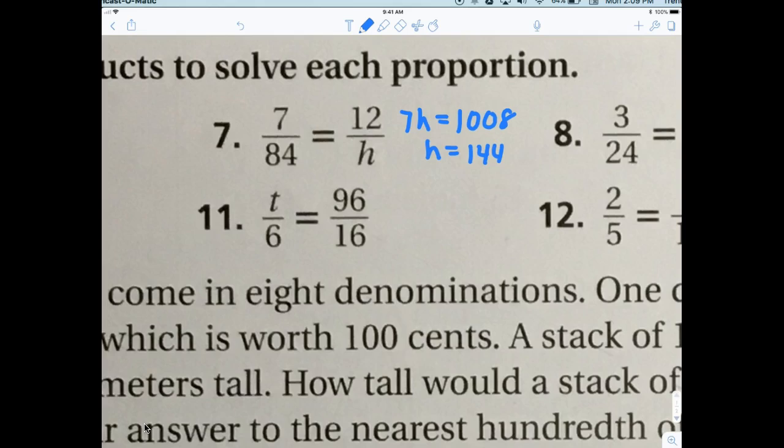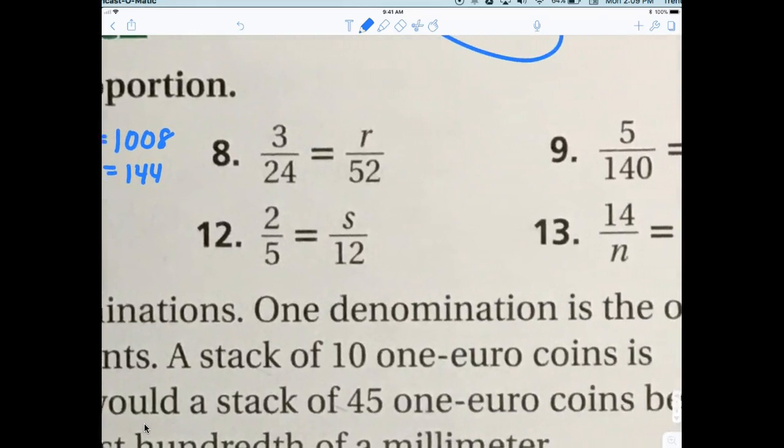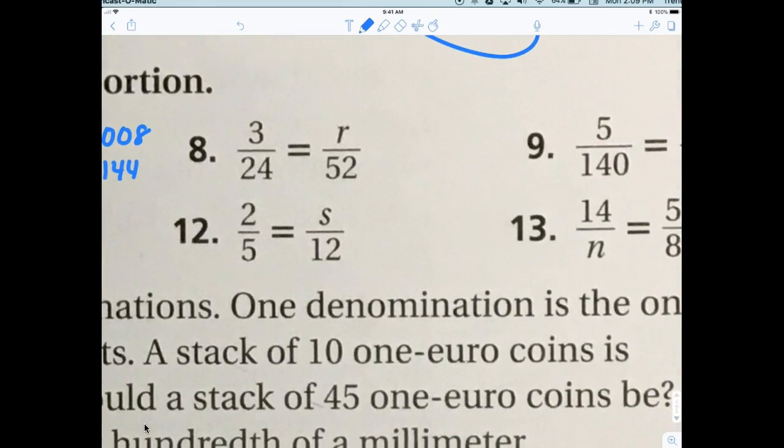I'm just doing the equal mark. Now, here's how I want you to write it. So for number 8, here we go.